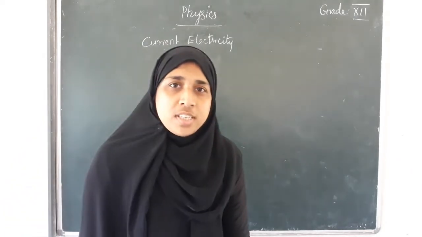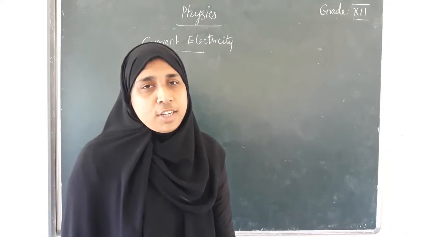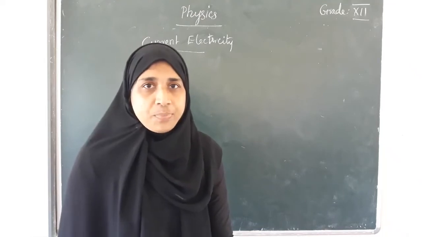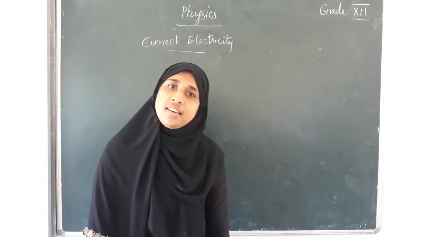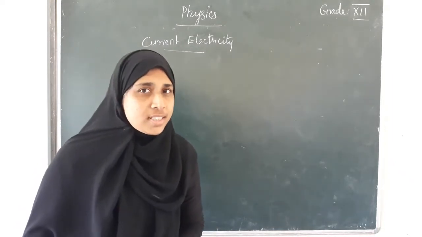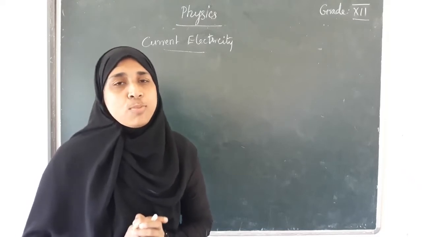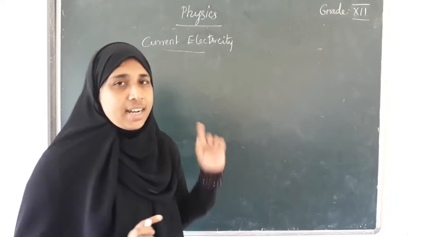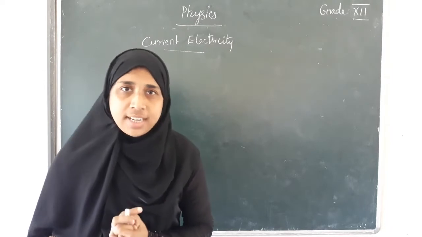So what is the first unit? Electrostatics. Electrostatics means study of charges at rest. In the first unit we have discussed the properties of charges when they are at rest. But in reality the charges are not at rest, the charges are moving. So the flow of electric charges is current electricity.